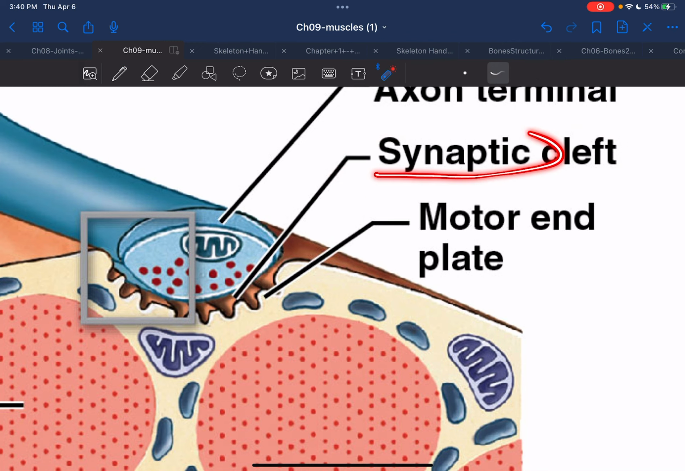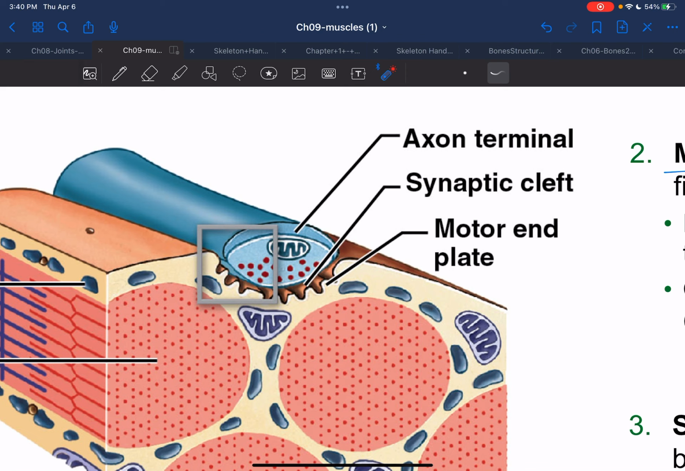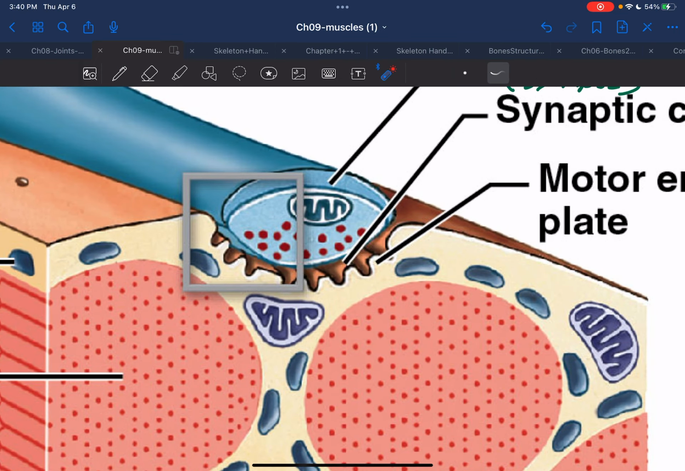This word synaptic comes from the fact that whenever these cells are connected to anything, we say they form a synapse. I know we haven't discussed neuro yet in our class. That's next chapter, I believe. So synapse means when a nervous cell connects with something else, to keep it simple. And so the synaptic cleft is where it connects with the muscle.